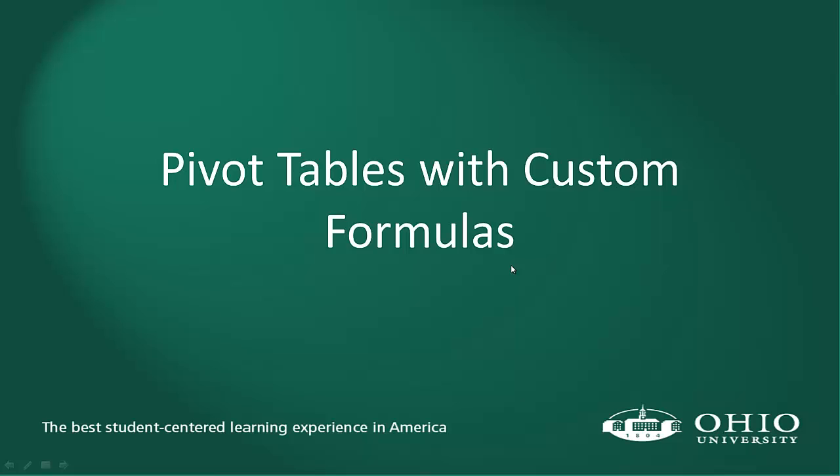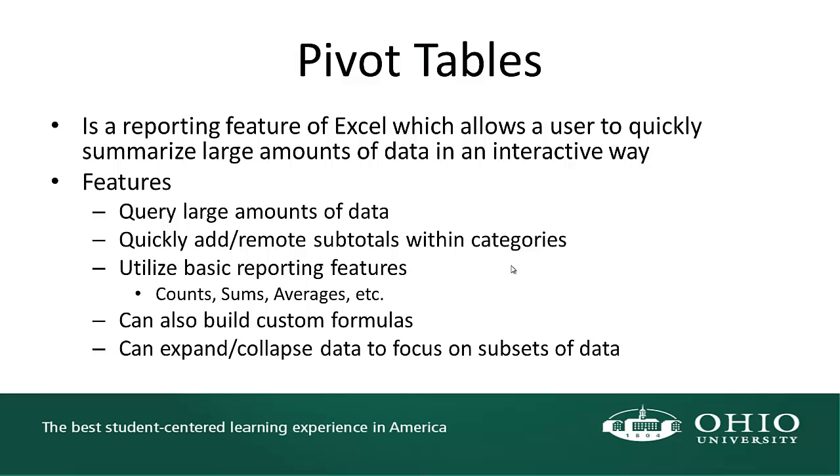In this video, I want to talk a little bit about pivot tables and in particular show you how to implement a custom formula. A pivot table, essentially, is a way in Excel to summarize data quickly in an interactive fashion, so we can control the way our table looks by simply dragging fields in and out of a template. We can quickly add subtotals and do some reporting features like sorting and filtering and use some built-in features like counts, sums, and averages.